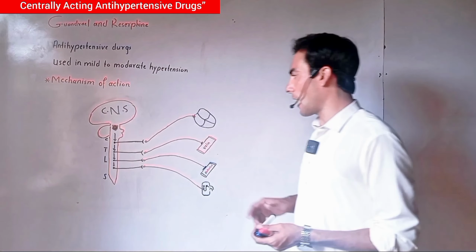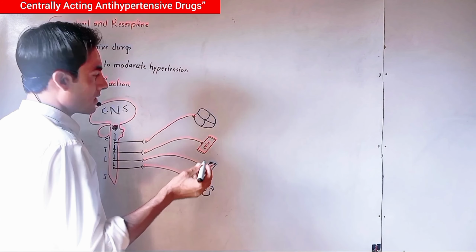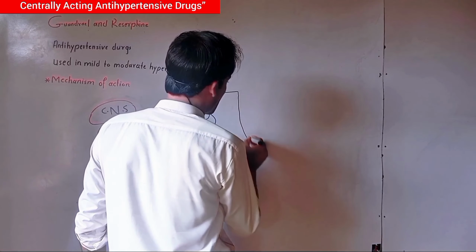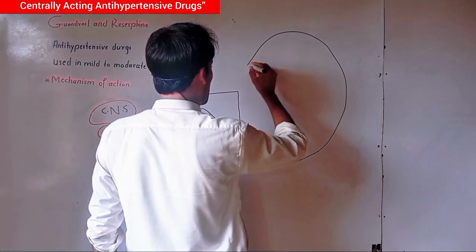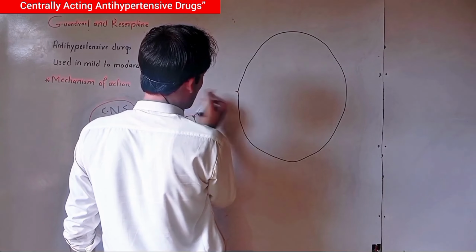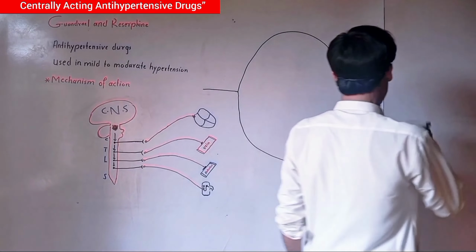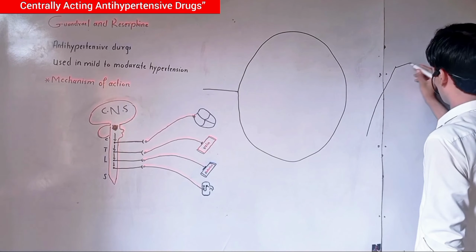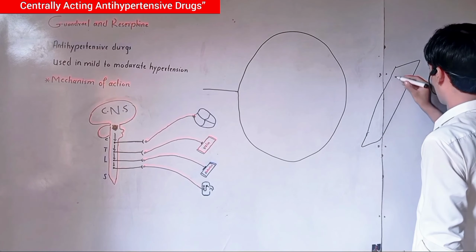So let's suppose I am showing this relationship diagrammatically, enlarged. This is the postganglionic nerve ending, and this is the effector organ, for example muscle, or the smooth muscle of the heart or vein.